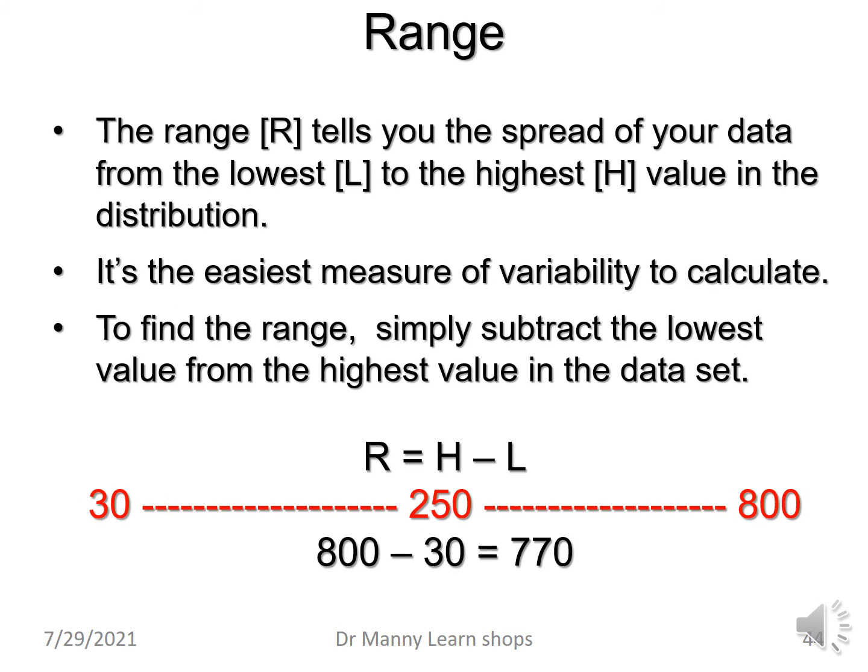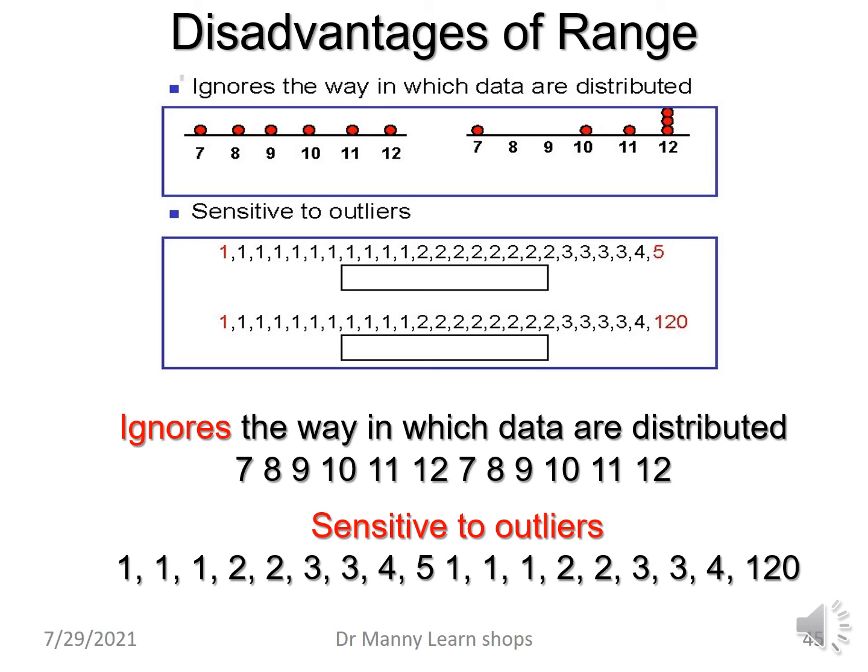The range tells you the spread of your data from the lowest to the highest value in the distribution, and it's the easiest measure of variability to calculate. To find the range, simply subtract the lowest value from the highest value in the data set. The disadvantages, however, are that it ignores the way in which the data are distributed, and it's very sensitive to outliers. The outliers in this case being 1 and 120.